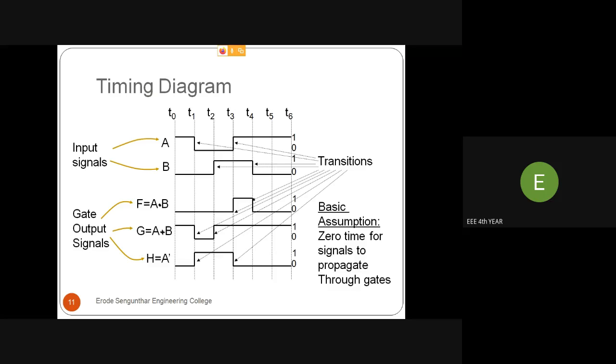At T3, the A input is high and the B input is also high, so 1 into 1 is 1. At T4, one of the inputs is low, so the output is low up to T6.